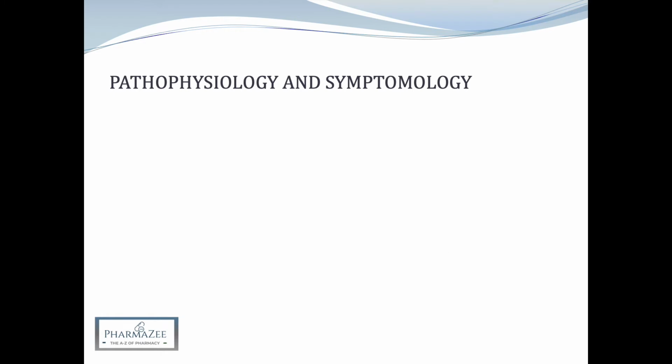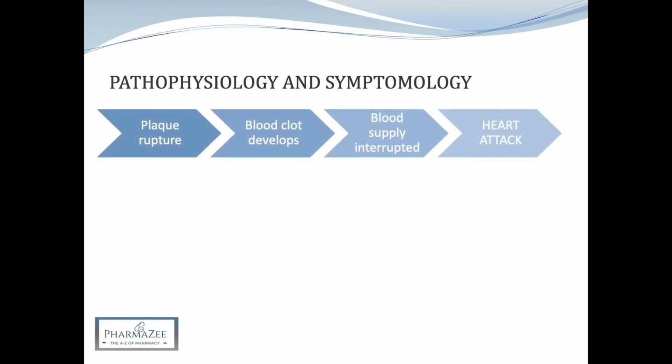So looking into the pathophysiology of coronary heart disease, this occurs when the coronary arteries, which are the major blood vessels that supply the heart with blood, get clogged up with deposits of cholesterol, and these deposits are called plaques. The pain or discomfort that a patient feels from the narrowing of these coronary arteries is called angina.